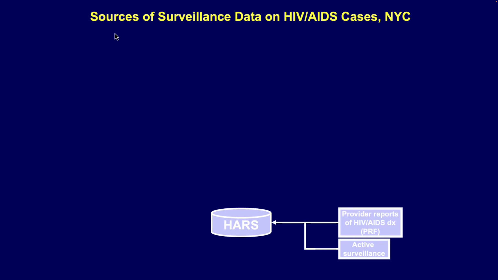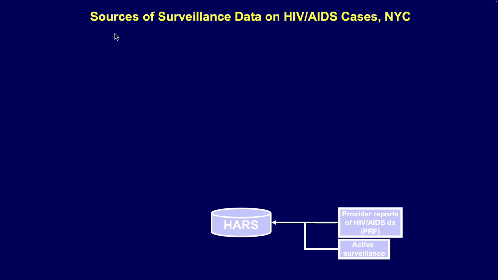Well, first we have provider reports and active surveillance that contain information on new HIV diagnoses. Often active surveillance will identify a case that was not reported passively by providers, and often a case will be reported by a provider and more information might be needed because the provider report is incomplete. In that case, public health epidemiologists will go back to the provider and get the rest of the information that's needed to complete the case report. But all of this information ultimately gets into HARS.